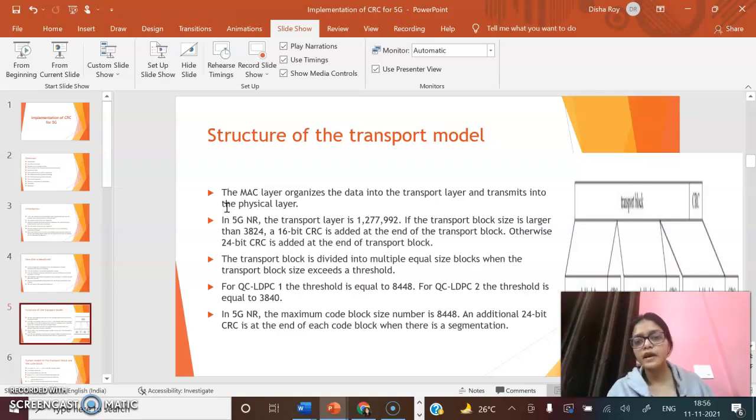The transport block is divided into multiple code blocks. When the transport block size exceeds the threshold, for QC-LDPC1, the threshold is equal to 8448, and for QC-LDPC2, the threshold is equal to 3840. In 5G NR, the maximum code block size is 8448, and an additional 24-bit CRC is added at the end of each code block when there is a segmentation.